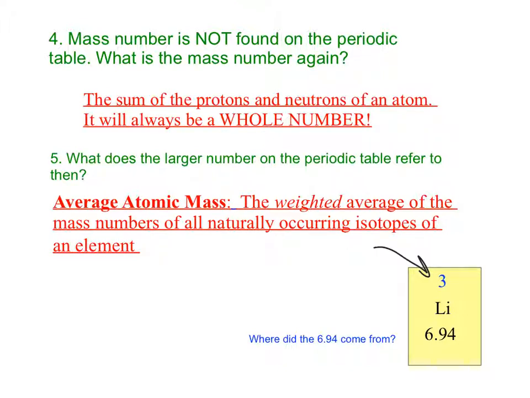It is a weighted average, and this idea right here, weighted, is really important. We'll talk about it more in just a second, but it is the weighted average of all of the mass numbers of all of the naturally occurring isotopes of an element. So carbon-12, carbon-13, carbon-14. We do a weighted average, which we'll go through here in just a sec, and we come up with the fact that carbon's average atomic mass is about 12.01 as opposed to just 12.